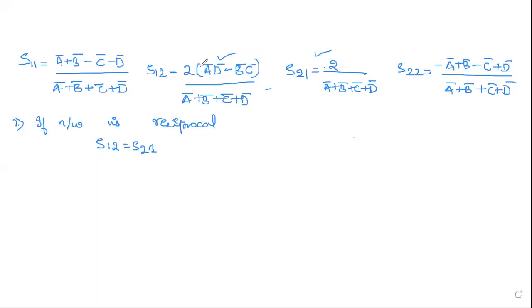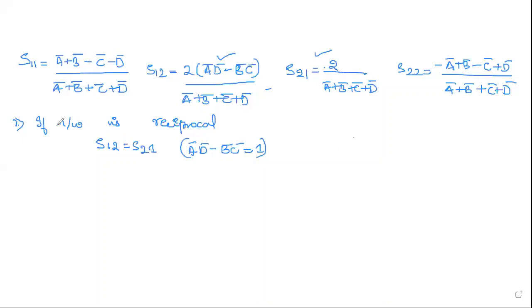If you see the equations, S12 has 2 into (A bar D bar minus B bar C bar) divided by A bar plus B bar plus C bar plus D bar. Similarly, S21 is 2 divided by A bar plus B bar plus C bar plus D bar. So to make S12 equal to S21, we have to make A bar D bar minus B bar C bar equal to 1. Then only you can say that the network you have considered is reciprocal.